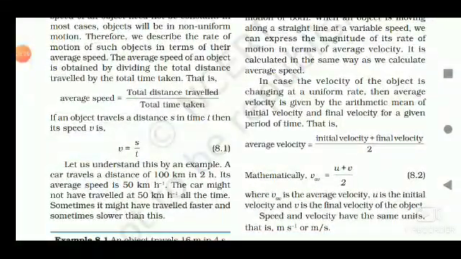Let us consider this by an example. Suppose a car travels a distance of 100 km in 2 hours. So its average speed is 50 km per hour. The car might not have traveled at 50 km per hour all the time. Sometimes it may have traveled faster, sometimes slower than this.